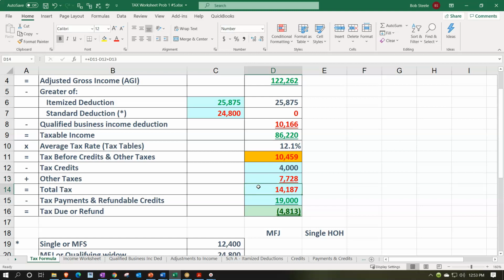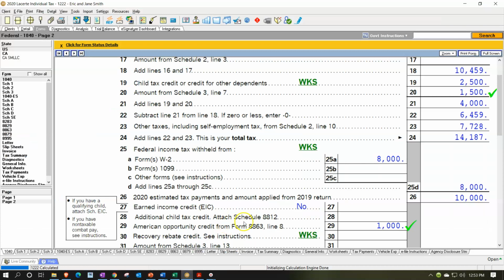And then, which is kind of deceiving because we still have some credits down here that are going to be grouped with the payments. And then we have the total payments and refundable credits at that $19,000, including the payments from the W-2 withholdings, the quarterly payments, and now the refundable portion of the education credit, which was the $1,000. And that should bring us to our tax due or refund of the $4,813. So this second half of the calculation can get a little bit confusing because of these breakouts, the way this works. Let's tie it out to the tax return now.